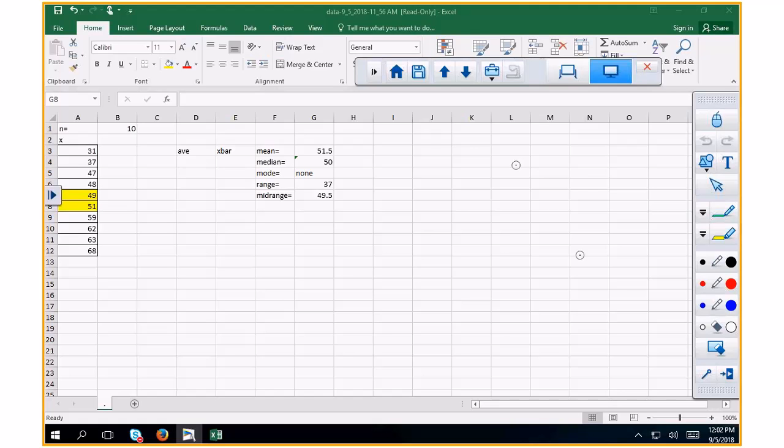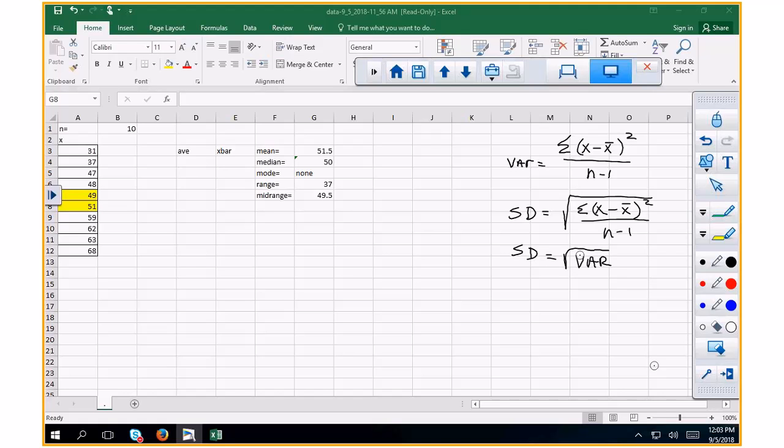So, I want to put the variance is equal to the summation of x minus x bar quantity squared over n minus 1, and the standard deviation is equal to the square root of the summation of x minus x bar squared over n minus 1. So basically, what is the standard deviation? The square root of what? Of the variance. Good job. I'm impressed. Okay? So once you find the variance, all you have to do is take the square root and you find the standard deviation. So the variance is what you need to learn how to do.